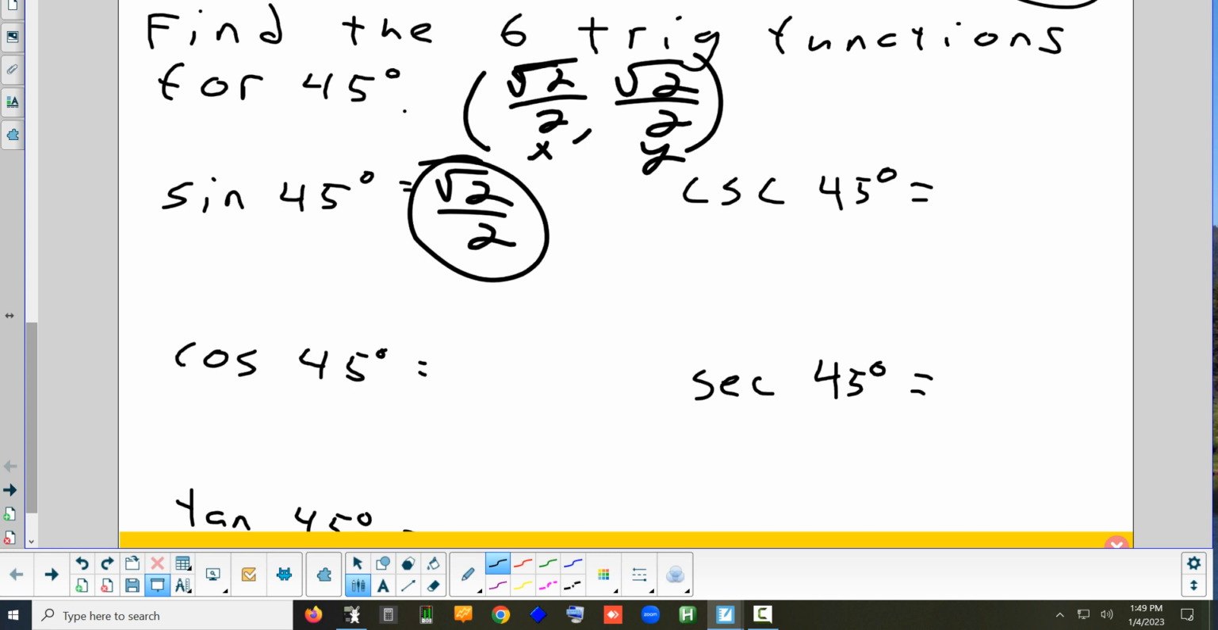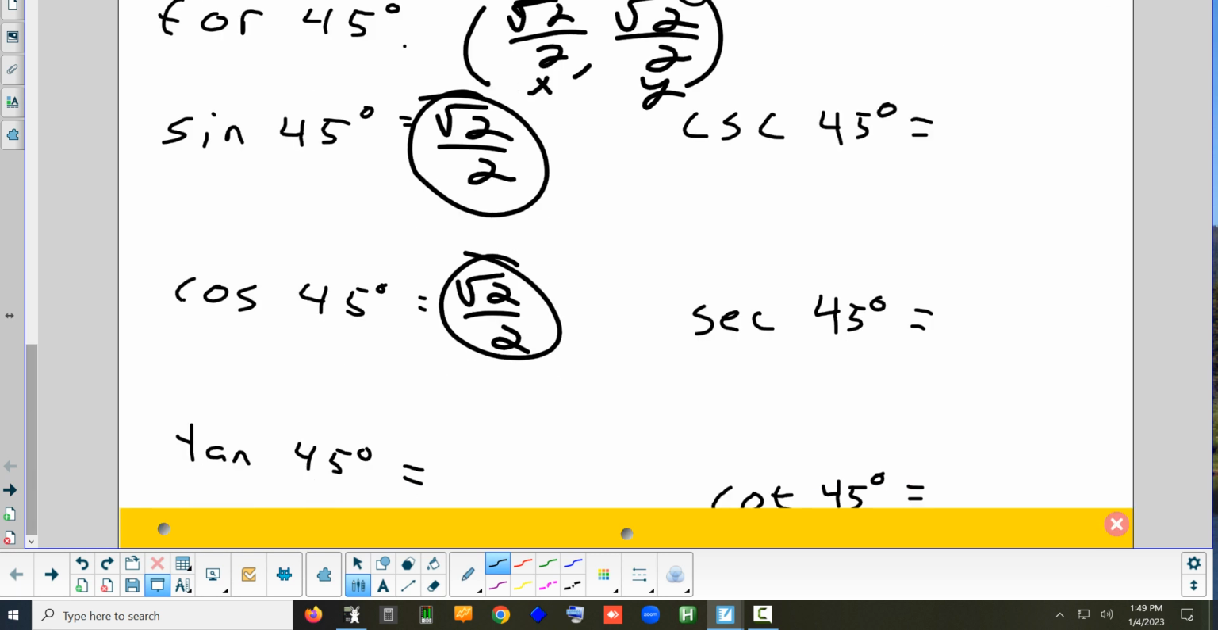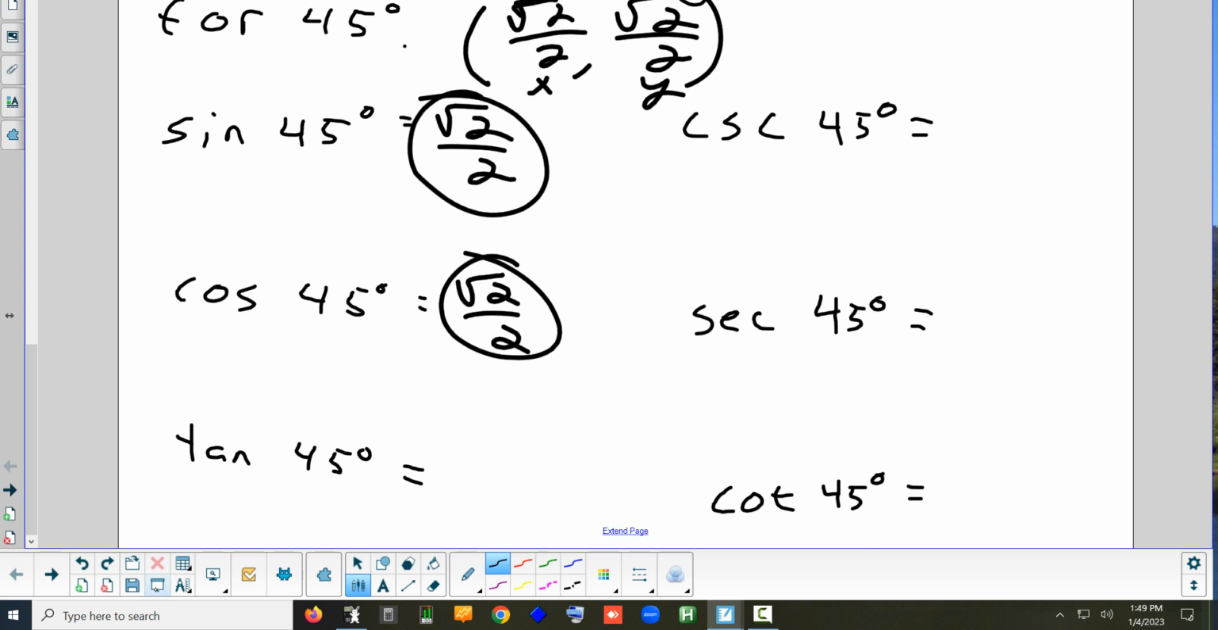Austin, what letter is my x? Square root of 2 over 2. That's good, yes. So cosine is the x, and it's square root 2 over 2. Tangent. Curtis, what's my formula for tangent? Y over X. Y over X, but in this case, the Y and the X are the same. So when we divide Y over X, what do you get? 1.